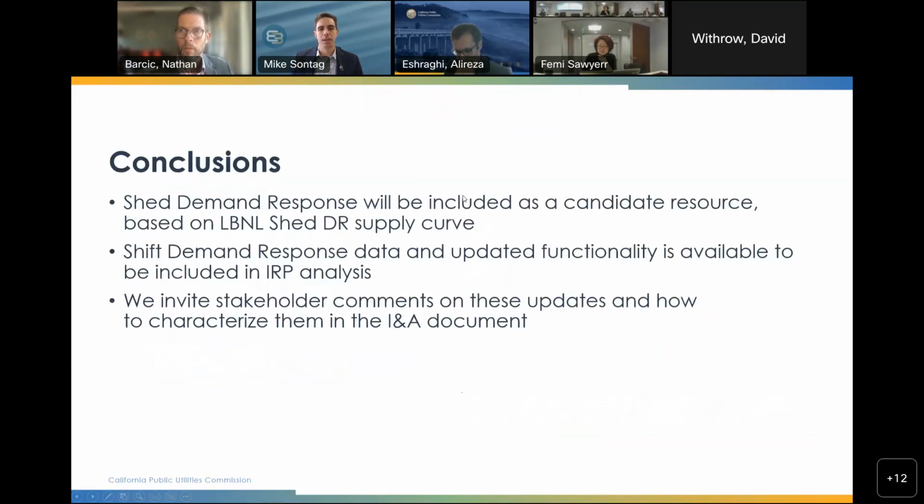And if you go to the next slide, so just summing this all together. Again, shed demand response will be included as a candidate resource based off of your current baseline data and LBNL's shed demand response supply curve. We also have, I think, highly improved functionality and data for shift demand response as well that is available to be included in this IRP analysis. And we invite stakeholder comments on everything we covered here.